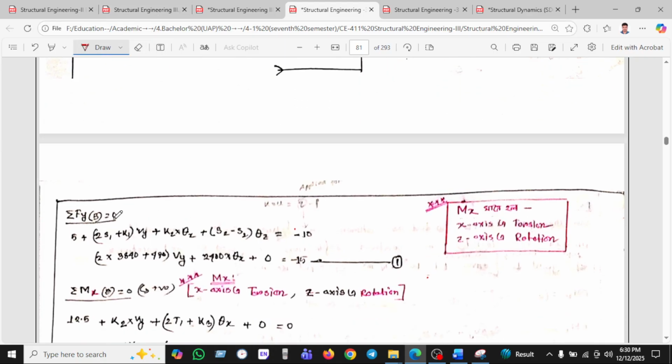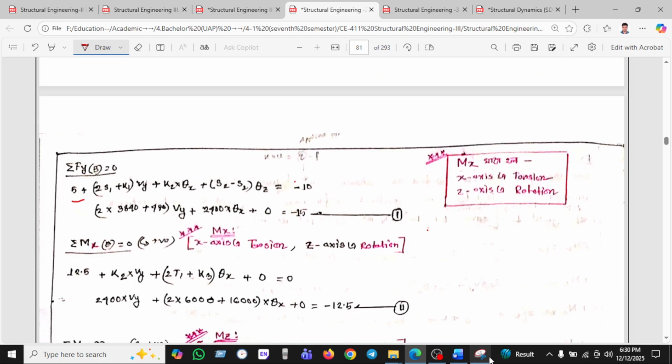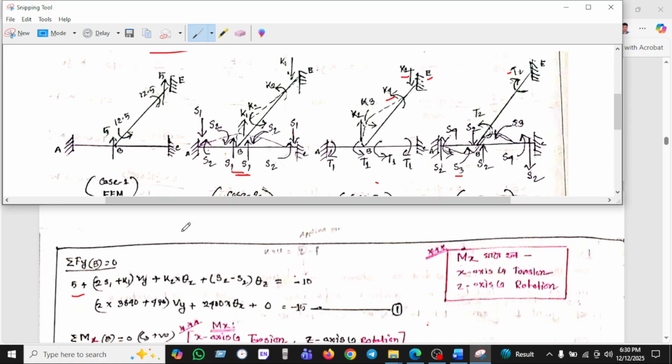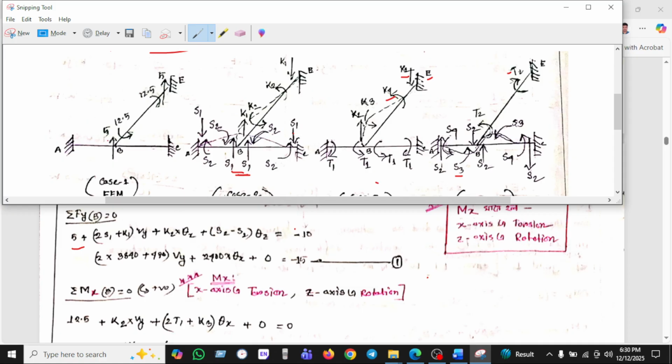Now we are saying here 5. I will get the 5. 5 is coming from the fixed moment. This is the case 1. We have been seeing this is the 5.